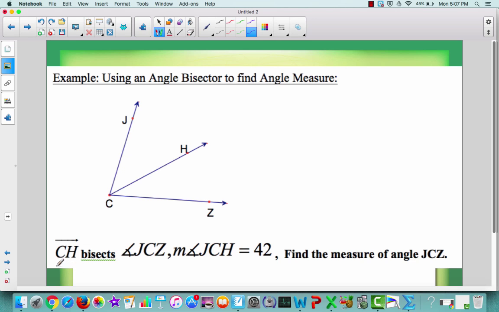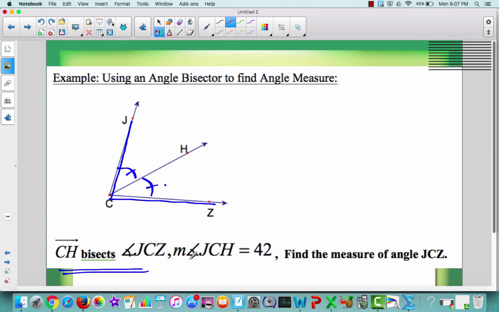What would be given to you is that ray CH bisects angle JCZ. So JCZ is this angle right here, right? And it's saying CH bisects it. That makes these two angles congruent. Based on that given information, I'd mark my angles congruent. It says then if the measure of angle JCH, this angle right here, is 42, it wants us to find the measure of angle JCZ. So it wants the entire angle.